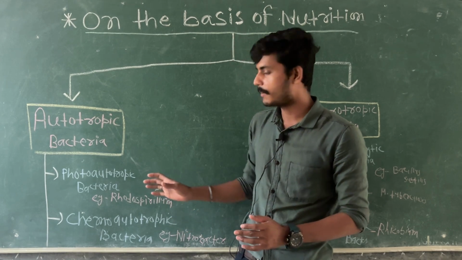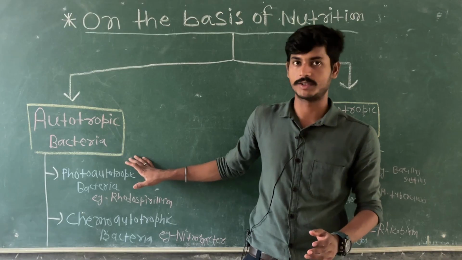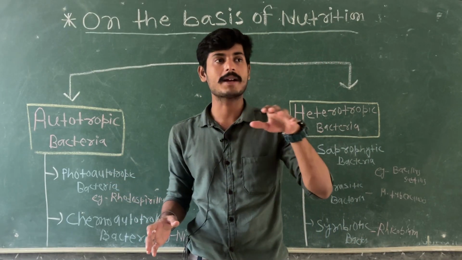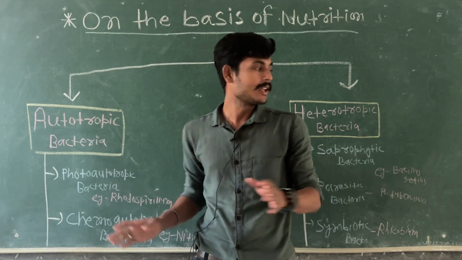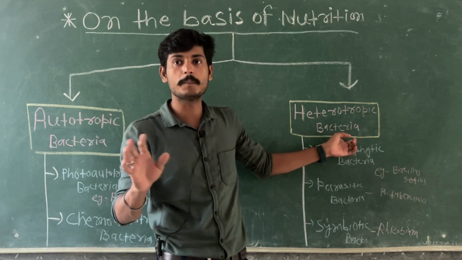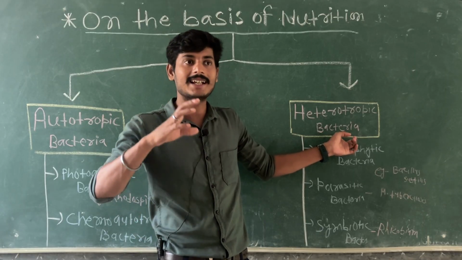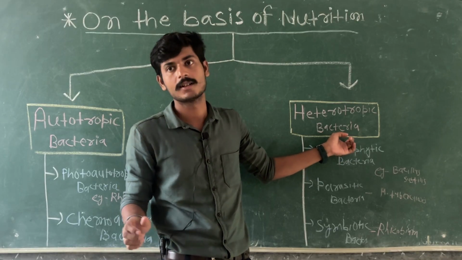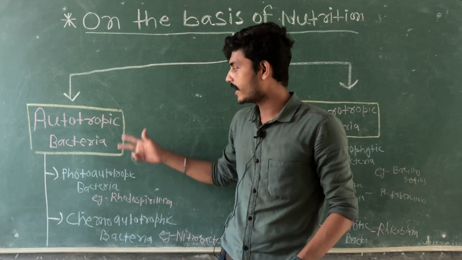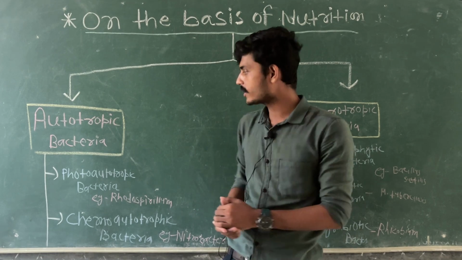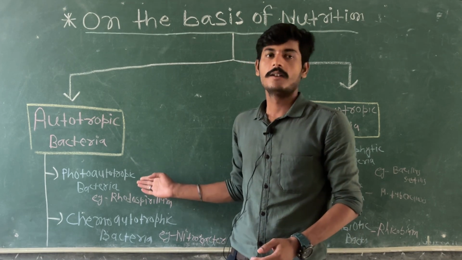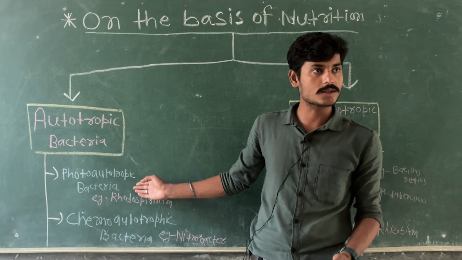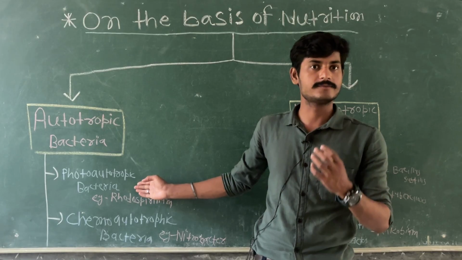In the same way, bacteria do perform autotrophic nutrition. The bacteria who make their food by themselves are called autotrophic bacteria. And the bacteria who do not make food by themselves, and are dependent on someone else, are called heterotrophic bacteria. Now in the autotrophic bacteria, there are two modes. One is called the photoautotrophic bacteria. Photoautotrophic bacteria use sunlight as an energy source to make their food.